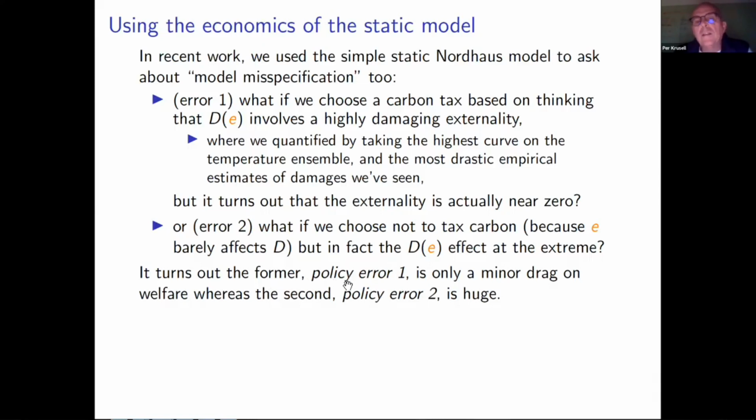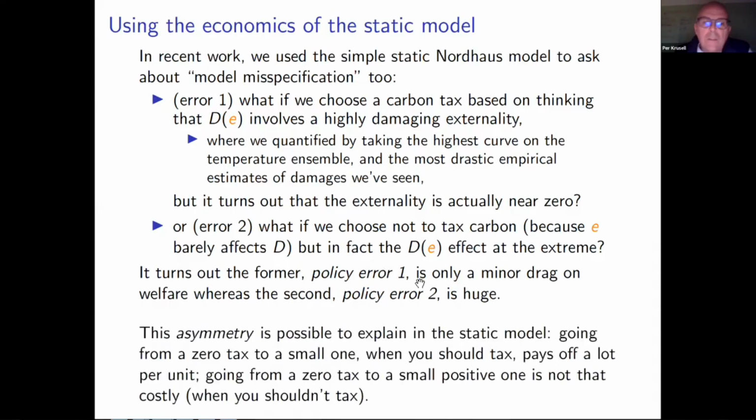Whereas the second error, of not taxing when really you should, is actually huge. So there's a built-in asymmetry. And in our current work, we are trying to understand this. Basically, if you go from a zero tax to a very small tax, when you should tax, then every unit of tax is super helpful in combating climate change, in reducing the externality, because the externality is big. So it really pays off to raise the tax from zero to whatever small number.